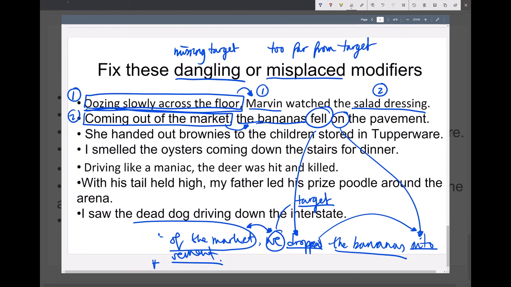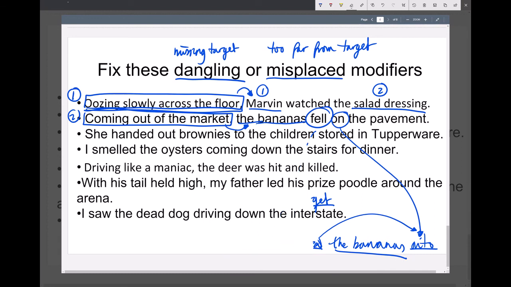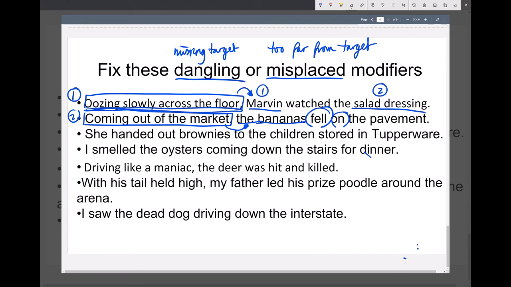So we can read the next one. She handed out brownies to the children stored in Tupperware. So if you read this one, see if you can figure out what the modifier is. If you put stored in the Tupperware, that's correct. Now what is stored in the Tupperware? Brownies or children? So here we have lots of target words, but because it's placed right next to children, you'd think the children are stored in Tupperware.